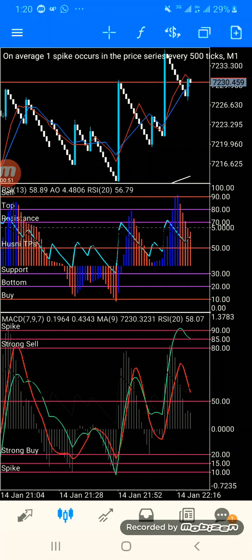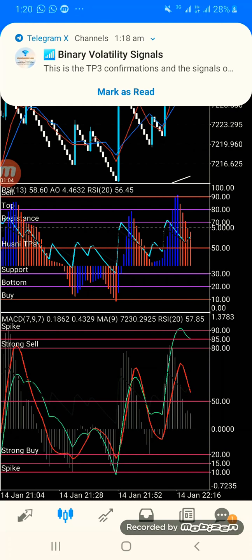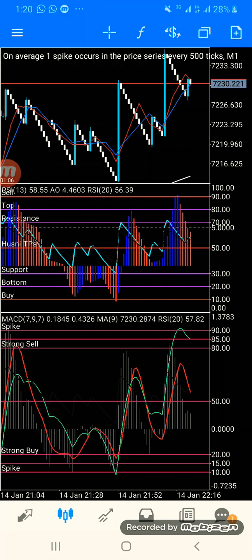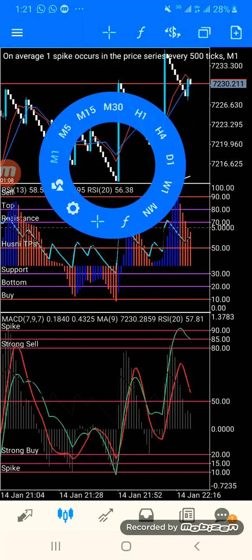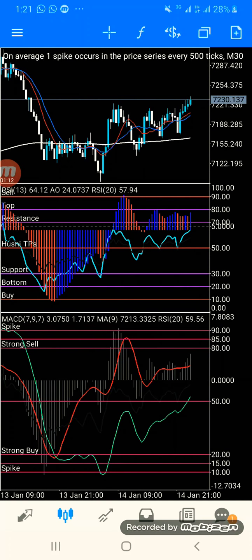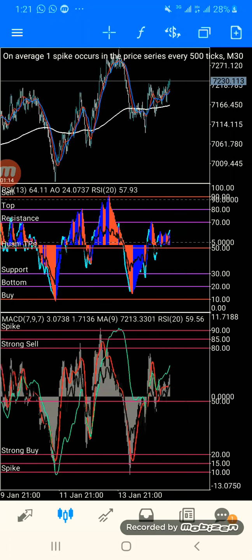In boom and crash, when finding a trade, we should use a time interval of 30 minutes. So let us now select 30 minutes. You should click on your mobile screen and then select the 30 minutes.